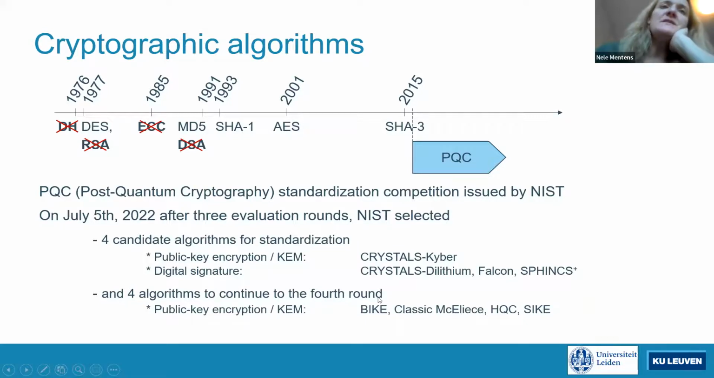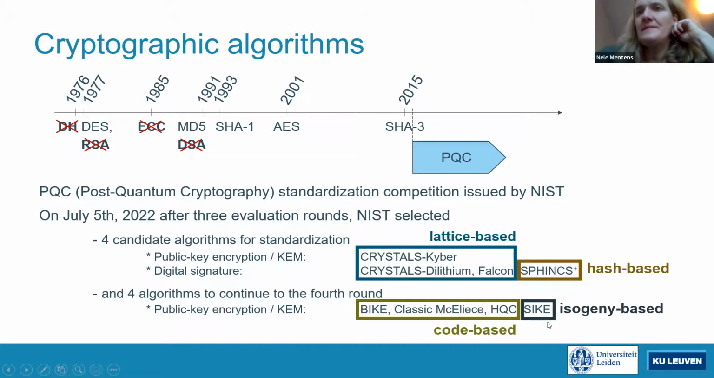And there are 4 other algorithms that will continue to the 4th round. Those are key encapsulation mechanisms: BIKE, Classic McEliece, HQC, and SIKE. So these are lattice-based, SPHINCS is hash-based, these 3 are code-based, and SIKE is isogeny-based.